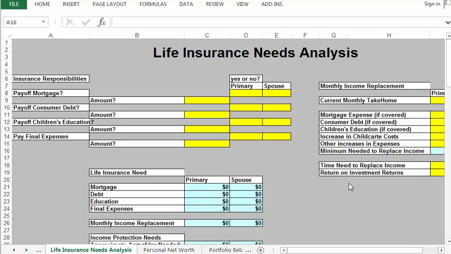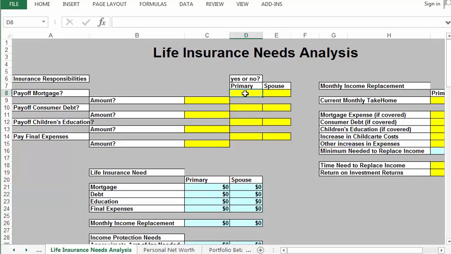With this worksheet, we're going to talk about how you determine life insurance needs. Let's say we have a client, a couple, and we want to ask them some basic questions. Let's say that the primary is the husband and the spouse is the secondary on the life insurance policy. That's typically the way it is. It doesn't have to be that way, but it really doesn't matter for this analysis.